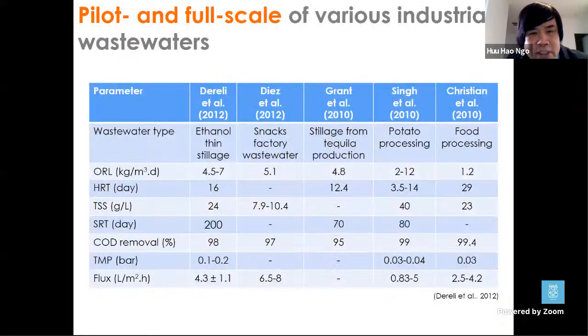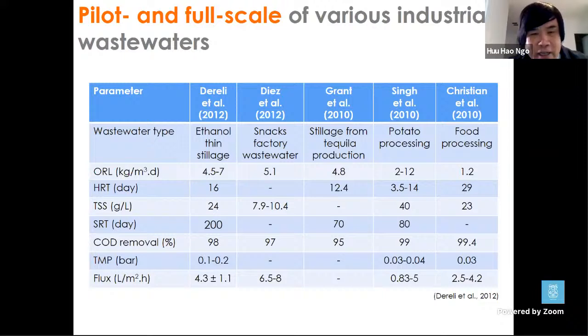All right. And then what we see here is different kinds of wastewater, for example ethanol thin stillage, snack factory wastewater, potato processing or food processing, etc. And the good news is that when we go to pilot and full scale, we see the COD removal here: 98, 97, 95, 99, 99.4. So that is really, really good news. But when we say good news, we need to be very careful.